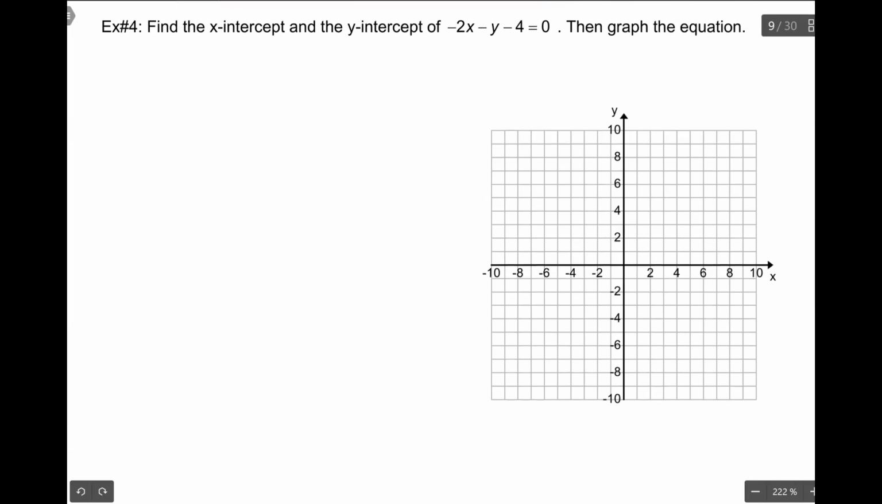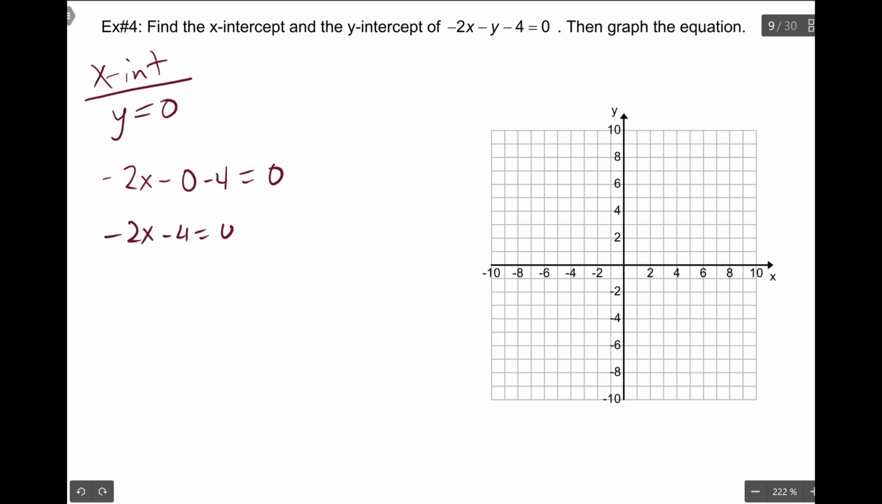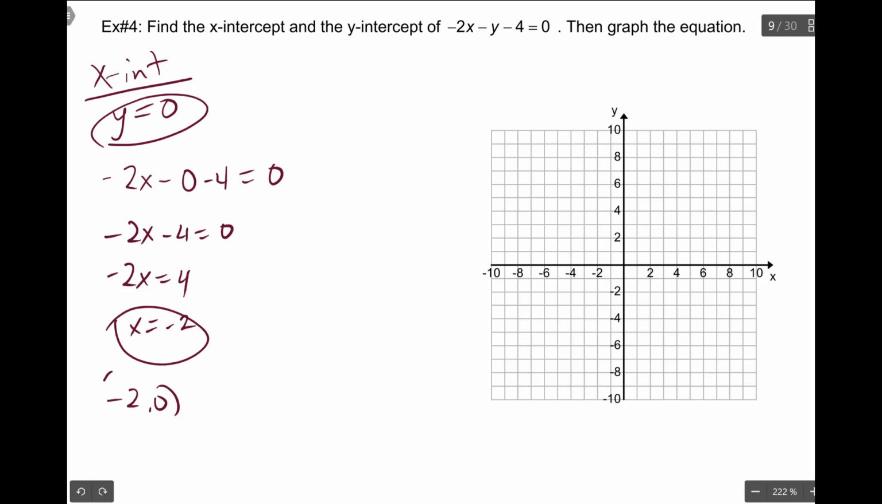So here, let's find the x and y coordinate intercepts of this specific equation. To find the x-intercept, I'm going to plug in y equals 0, because an x-intercept is where you're crossing the x-axis, and that's where you're going to have a value for x. So negative 2x minus 0 minus 4 equals 0. So negative 2x minus 4 equals 0. Add 4 on both sides. Negative 2x equals 4, so x is equal to negative 2. So you can see my two numbers for my coordinates, (-2, 0), it's right there.